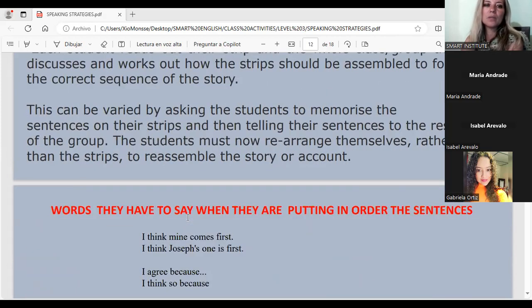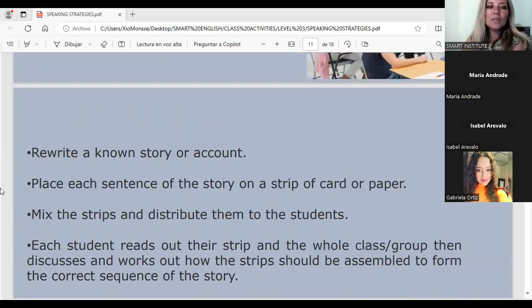Sorry, something happened in my slide. This is another game, Maria, Isabel, and Gabriela. I'm going to correct this PowerPoint. This game is called a strip story. So now this is another activity, okay? It is clear, this is another activity. Something happened with my PowerPoint. I have to put a strip story.